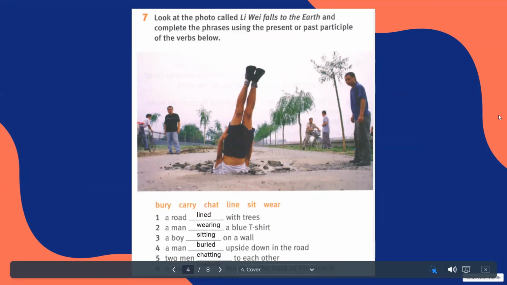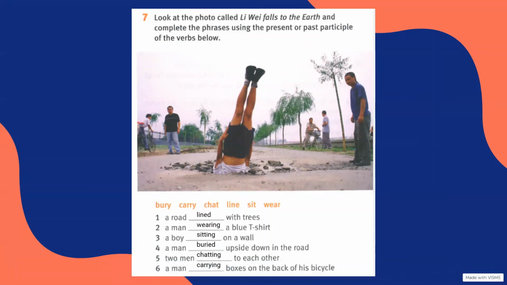Let's check. So a road lined with trees, that's number one. We put a past participle here because it is, of course, passive. The road is being lined with trees. If you can rephrase it by using the ing form of the verb to be, so being something, then it is probably a past participle.